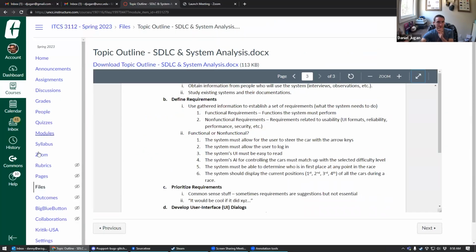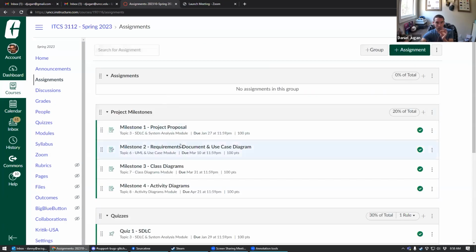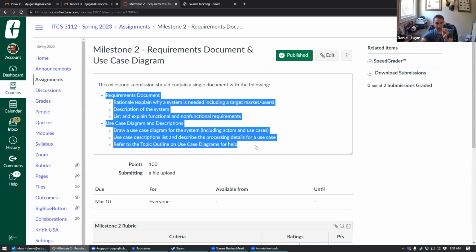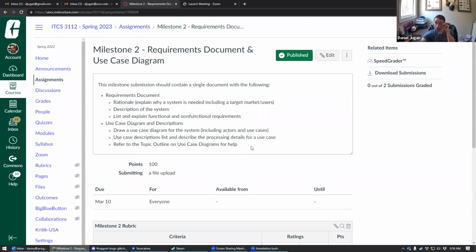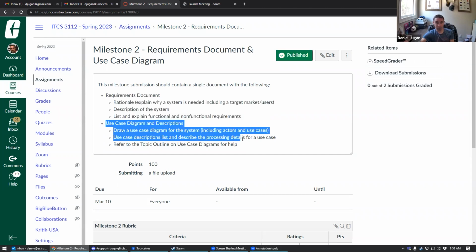So let me go back. Two things. I'm under modules, or you can go under assignments, either way. For your milestone 2, everybody turned in milestone 1, great. Milestone 2, you need two things. Your milestone 2 is made up of two parts. The first is a requirements document. The second is the use case diagram and description.